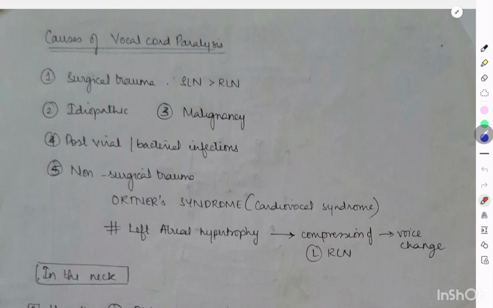Here let's see a syndrome known as Ortner syndrome, also known as cardiovocal syndrome. Here what happens is there is left atrial hypertrophy. When the left atrium is hypertrophied, there is compression of the left recurrent laryngeal nerve. Why? Because the left recurrent laryngeal nerve passes around the arch of aorta. So if there is left atrial hypertrophy, compression of the left recurrent laryngeal nerve will happen and there will be voice change. So this was about Ortner syndrome.